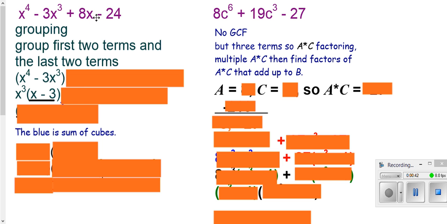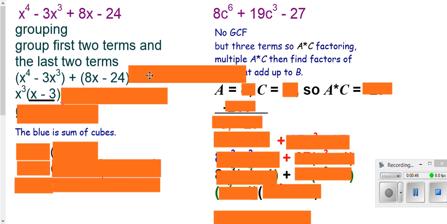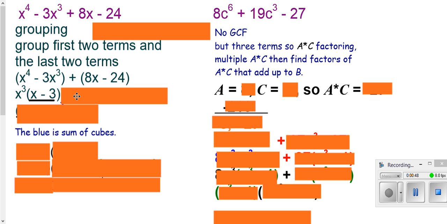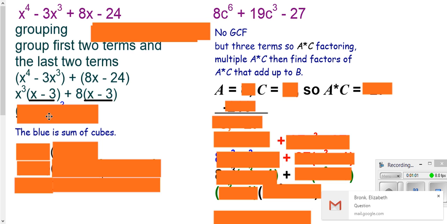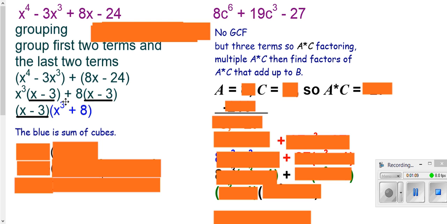Looking at the last two, I could go ahead and pull out a positive 8. And so pulling out that positive 8 would leave me then with an x minus 3. Typically, if you're factoring by grouping and both parentheses are the same, you're on the right track. So you're going to pull out that same parenthesis, which is right here. And then you're going to look at what's left, which is your x to the third and your plus 8. That's what we have down here in blue.